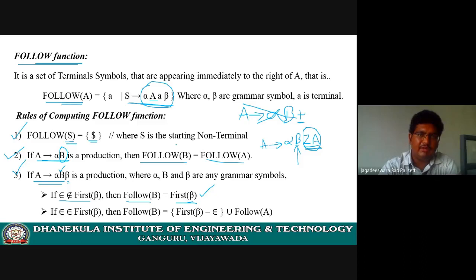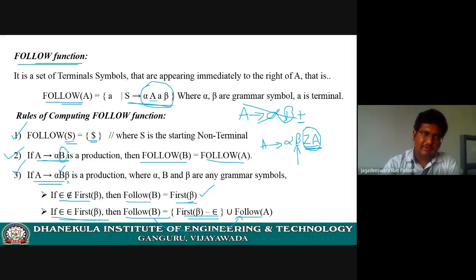For example, if first of beta contains epsilon, then what do you have to do? Other than epsilon, whatever we have in first of beta, in addition to that, the follow of B also depends on follow of A. So follow of B is equivalent to first of beta other than epsilon, union follow of capital A. You have to remember these things.